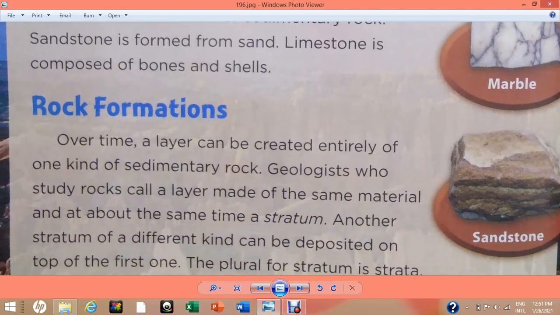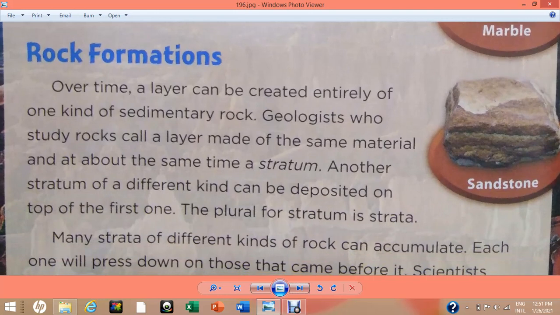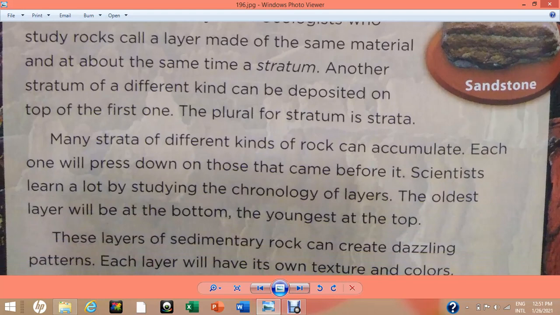The next headline is, my dear students, Rock Formations. Over time, a layer can be created entirely of one kind of sedimentary rock. Geologists who study rocks call a layer made of the same material and at about the same time a stratum. Another stratum of a different kind can be deposited on top of the first one. The plural for stratum is strata. Many strata of different kinds of rock can accumulate.